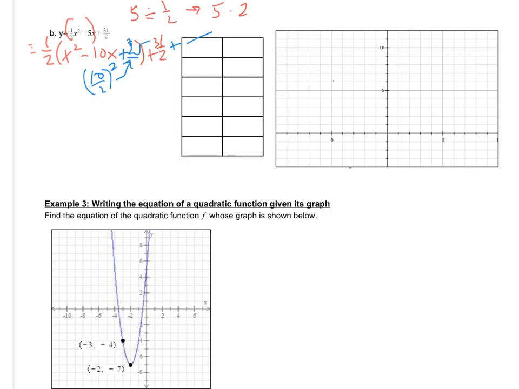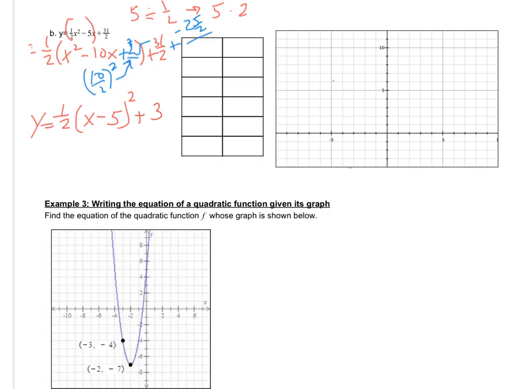And I need to remember that that 25 is being multiplied by that 1/2. So 1/2 times 25 is just 25 over 2. And I need the opposite of that over here. So negative 25 over 2 is the number that I'm adding as its opposite. And that leaves me with y equals 1/2 times (x minus 5) squared. And if you add together the 31 over 2 and the negative 25 over 2, you end up with a positive 3.